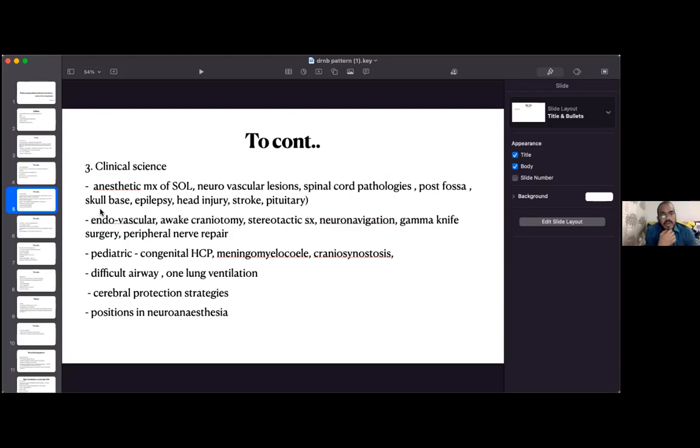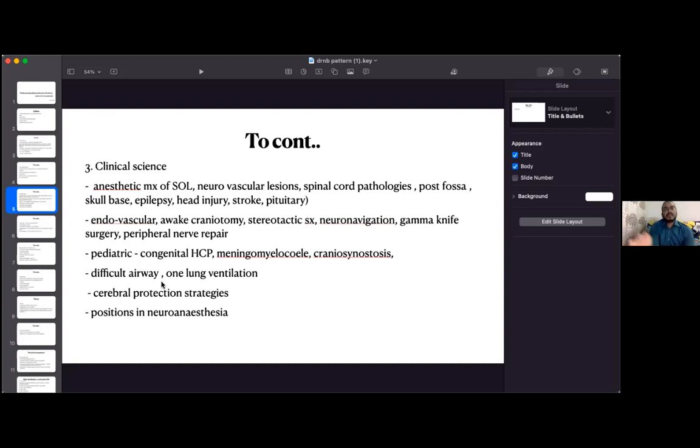Okay. So anesthetic management of all the tumors, supratentorial, infratentorial, and then vascular malformations, AV malformations, Arnold-Chiari malformations, spinal cord pathologies, posterior fossa tumors, skull-base tumor, skull-base repair, epilepsy, head injury, everything, and then endovascular procedures like ETV, and pediatric procedures for congenital hydrocephalus, meningomyelocele, and craniosynostosis.